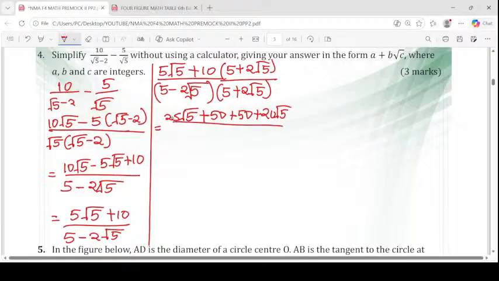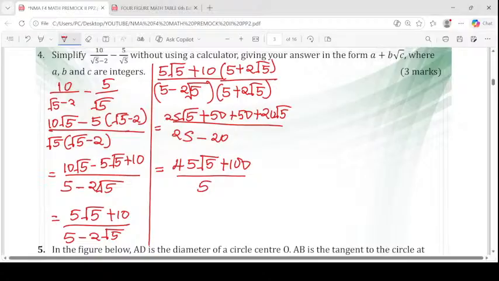All over. This is like a difference of 2 squares. This is 5 squared, which is just like saying 25, minus 2 root 5 squared. 2 root 5 squared is just like saying 4 times 5, which is 20. So this will become 25 root 5 plus 20 root 5, which becomes 45 root 5 plus 100, all over 25 minus 20, that is 5.